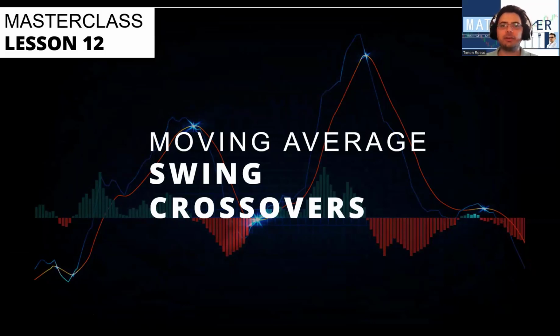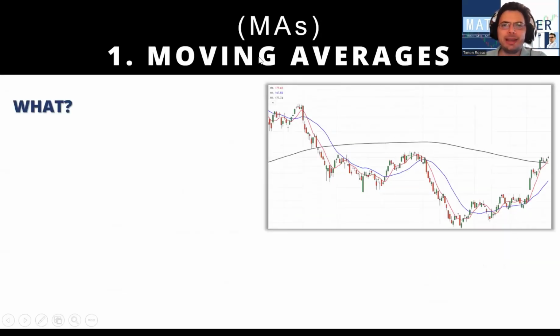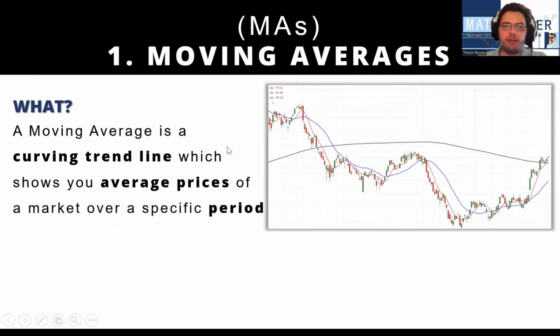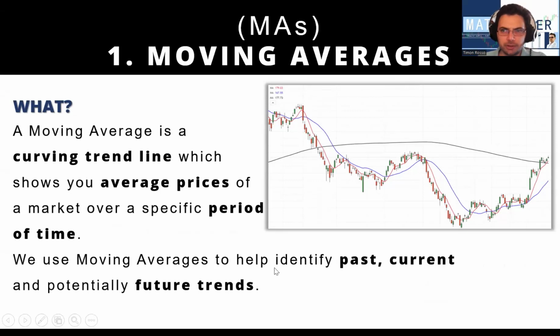So we're going to talk about the trading strategy now. So here's an example of how the moving average crossovers work. What is a moving average? A moving average is a curving trend line which shows you average prices of a market over a specific period of time. We use moving averages to help identify the past, current, and potentially future trends.